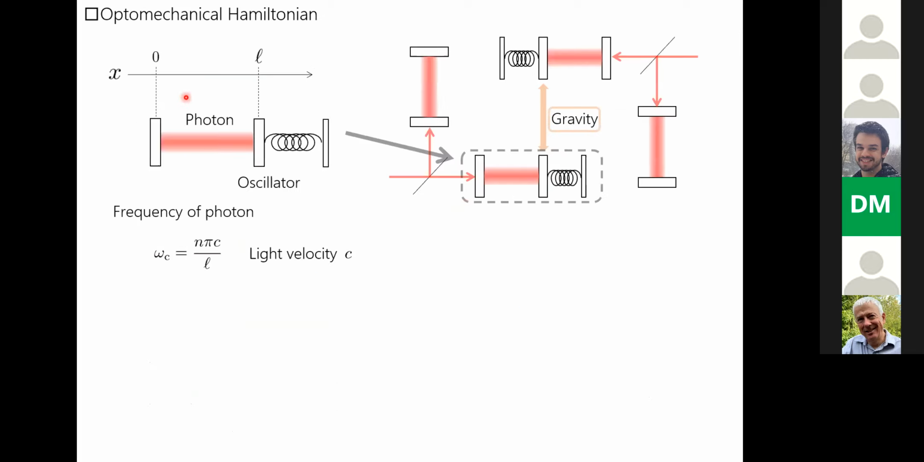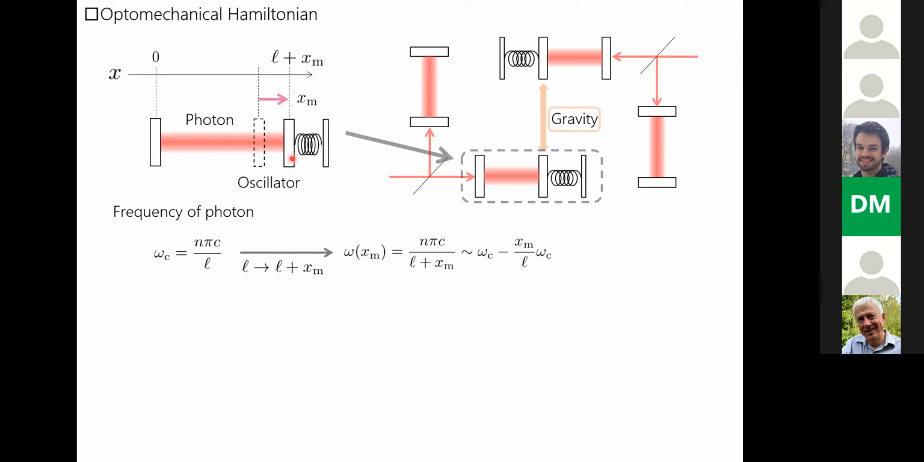Let us first consider the interaction between oscillator and photon. This figure shows the gray part of the total system. The cavity is constructed by two mirrors, where one is fixed at XL and the other is connected by a spring. The frequency of the photon in the cavity has discrete values given by this equation, where c is the light velocity and L is the length of the cavity.